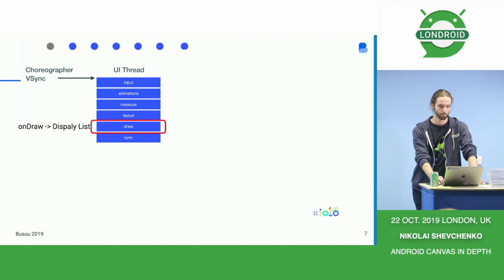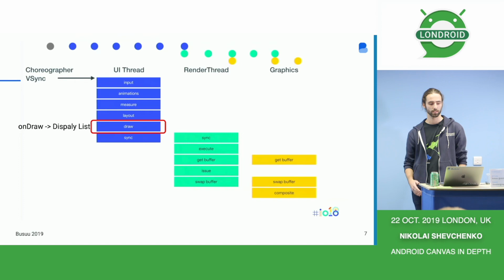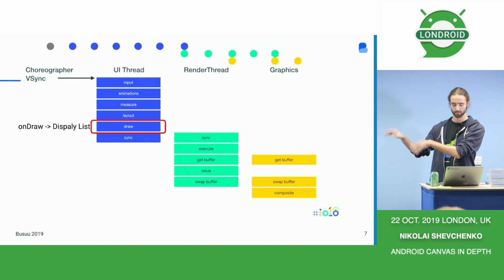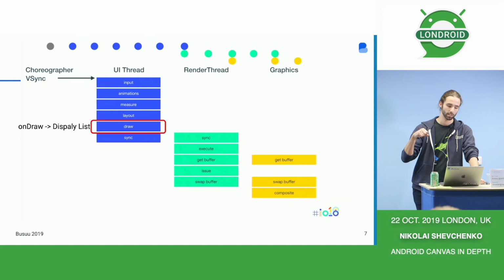And the last operation afterwards is the sync. The sync basically goes to the render thread, and it gives the display lists to the render thread, and then it manages itself. It basically executes those commands. It gets the buffer from the graphics card. It issues those commands into the buffer. It swaps the buffer with the graphics card, and the graphics card then is responsible for drawing the different pixels on the screen.